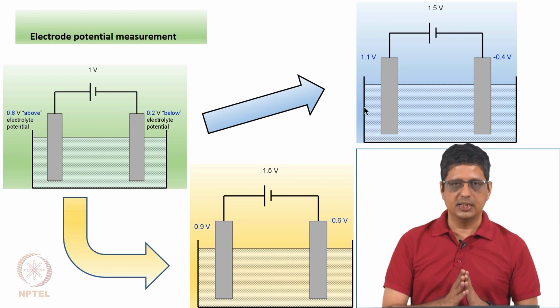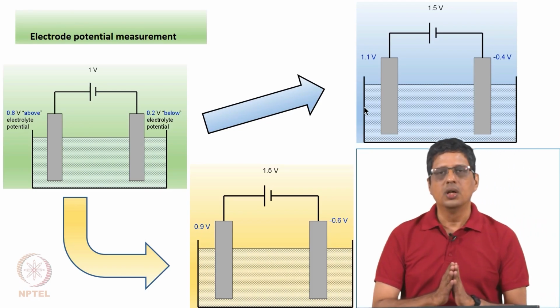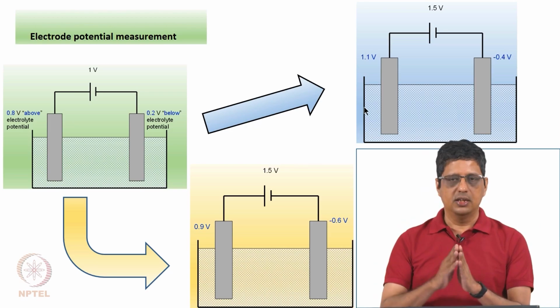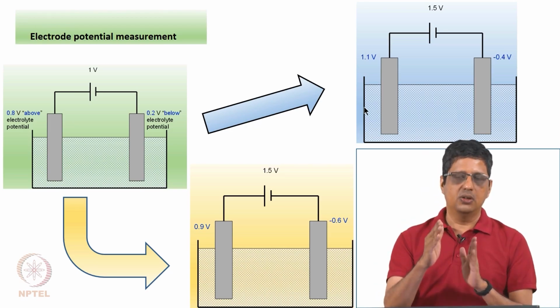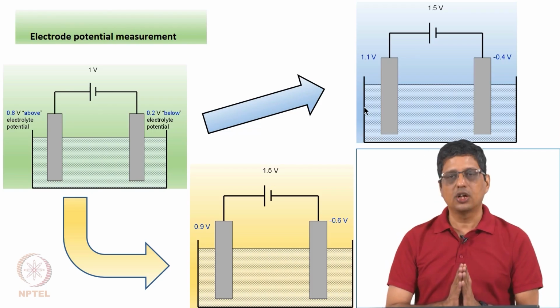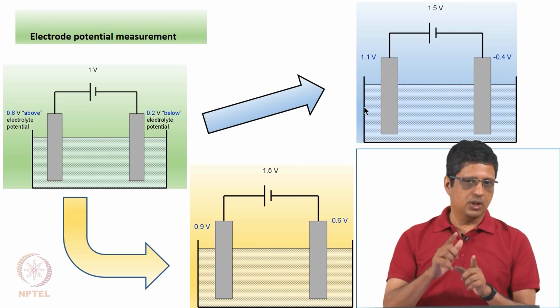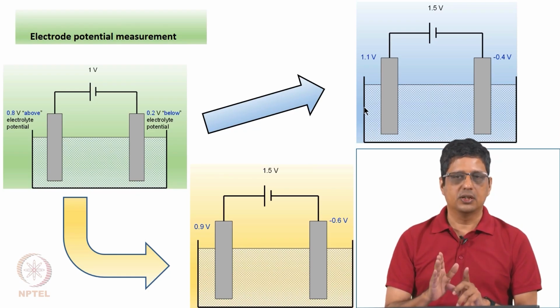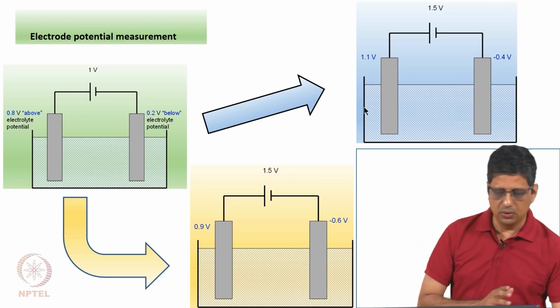So, to overcome this difficulty, we introduce something called a reference electrode. A reference electrode is a particular type of electrode where the potential drop across the interface from the metal to the liquid is a constant. We still can't measure what that potential drop is, but we know it is a constant. So, in that scenario it is beneficial to use the reference electrode.